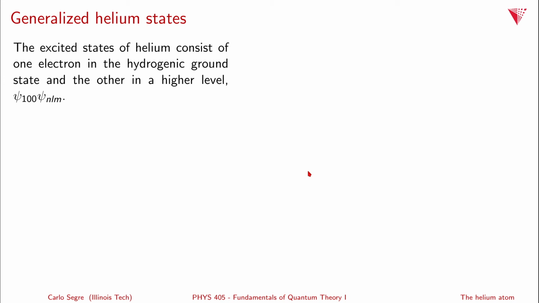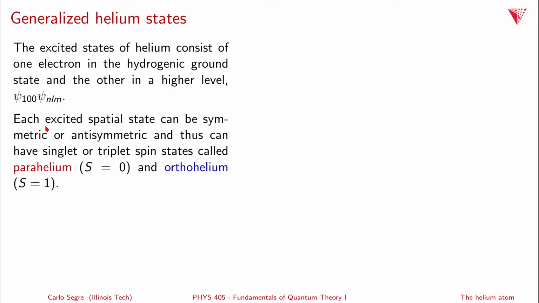With this in mind, we can now look at the generalized helium states. So we have excited states of helium consisting of one electron in the hydrogenic ground state and the other electron in a higher level. So one electron's in the 1,0,0 state and the other electron is in a higher level, NLM. Each excited spatial state can be symmetric or antisymmetric, and so it can have either singlet or triplet spin states.